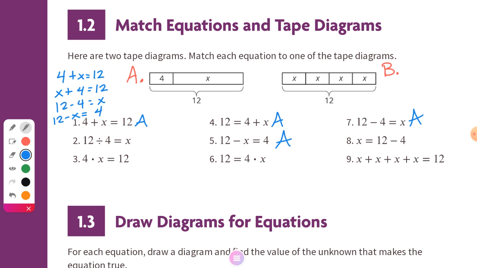Let's just look and see if there's any more. This one has division in it. Are we focusing on any division here? No, we have no division. 4 times x, so that one's out. We're going problem by problem. 6 has multiplication. We don't have any multiplication. We only have addition and subtraction.